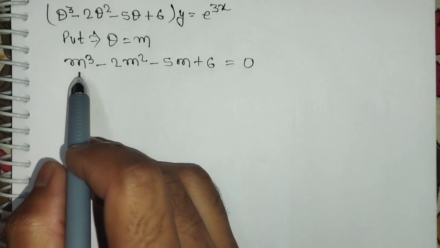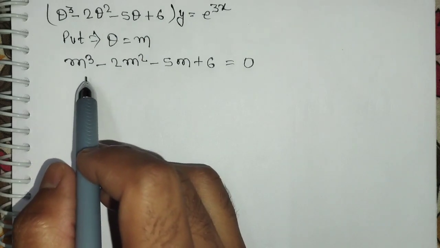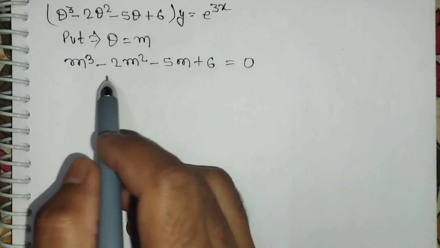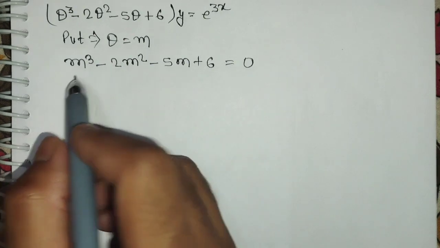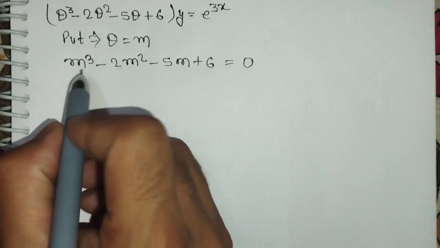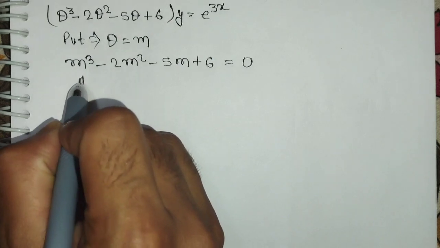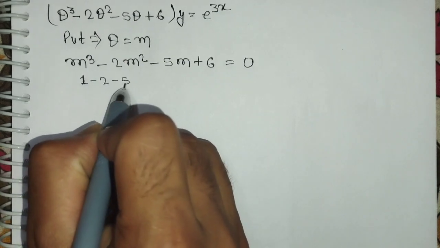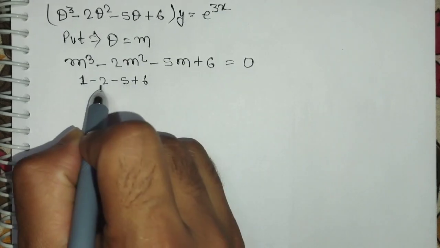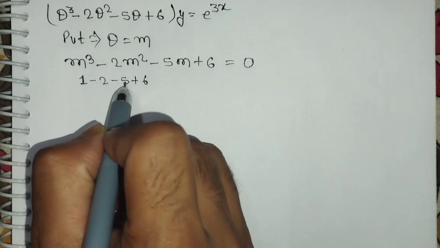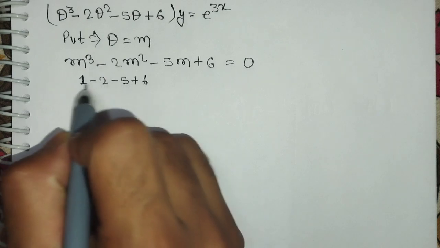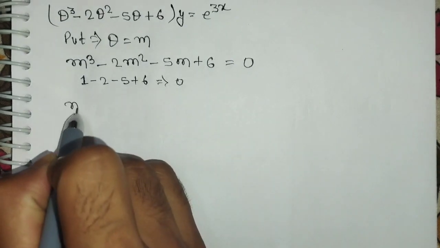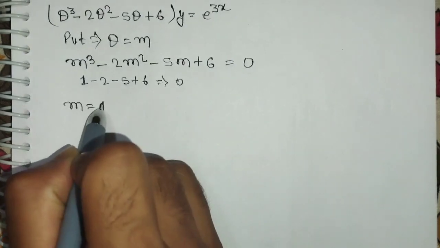It has three roots. So by the hit and trial method we find the first value of m. We have to put -1 or 1, so we put 1. For m^3, 1 and -2, -5, we put m equal to 1. So -5 - 2 is -7, and 6 + 1 is 7, it becomes 0. So m equal to 1.